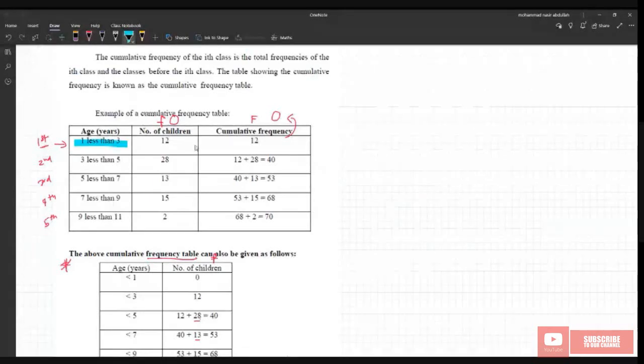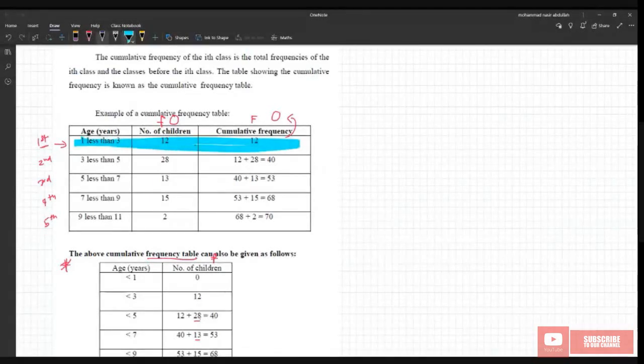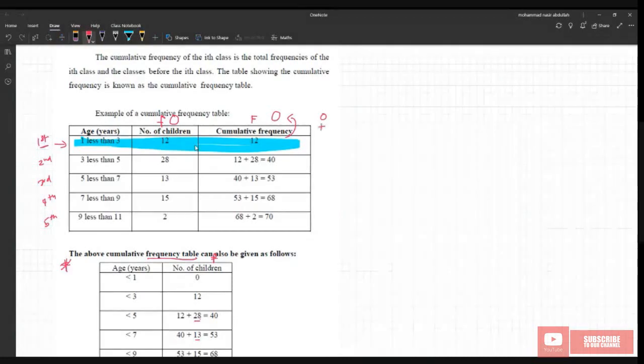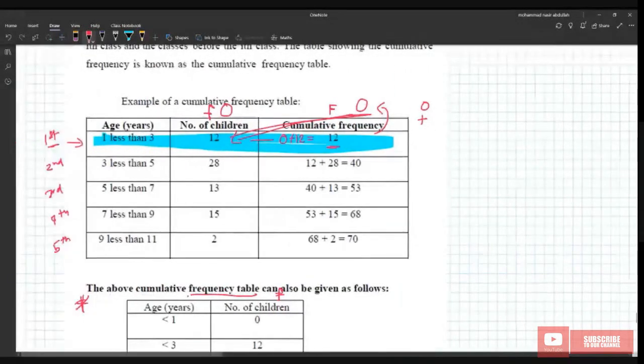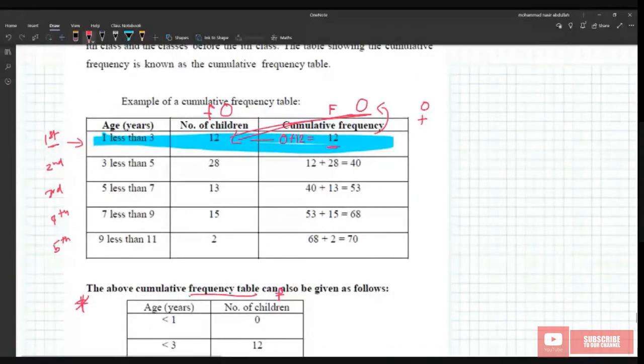So the cumulative frequency for the first class, we're going to add the cumulative frequency before the first class, which is equal to 0, plus the frequency of the first class. So you will get 0 plus 12 equal to 12. Right? Can you see? Again, I will write it.